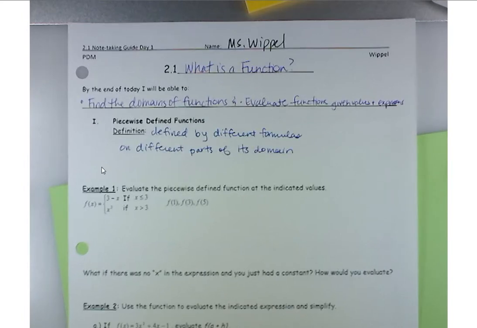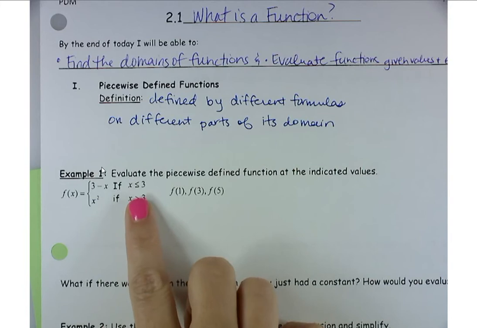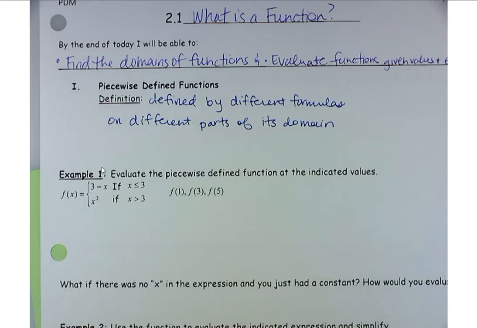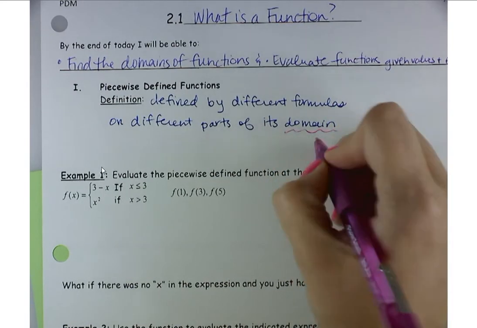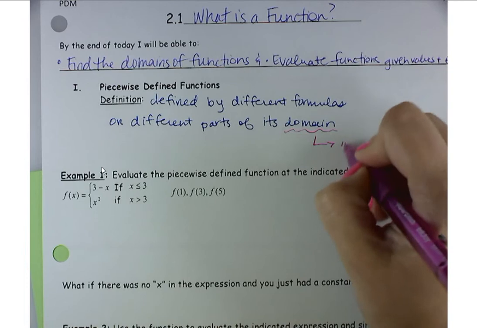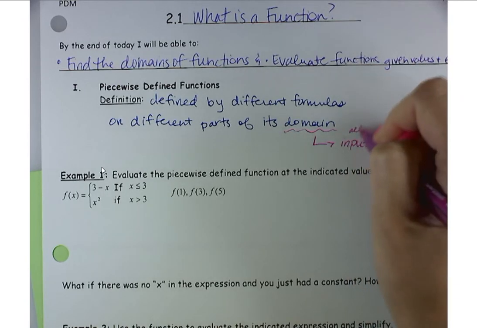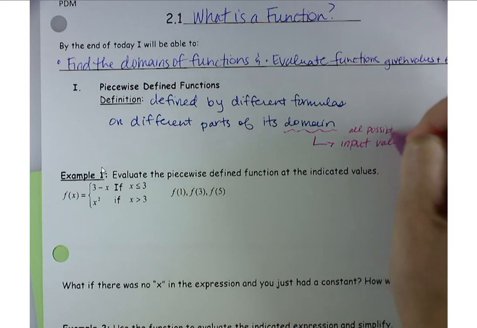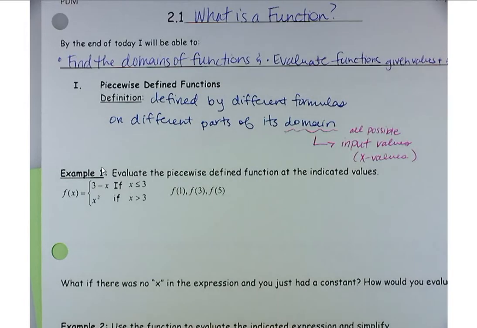So a lot of times, and you can see in the one below, you'll have these inequalities. X is less than or equal to 3, x is greater than 3. Those are two different parts of its domain. Remember that the domain is going to be all the possible input values, or a lot of times we'll say all the possible x values. So that's what we're going to be working on still today.